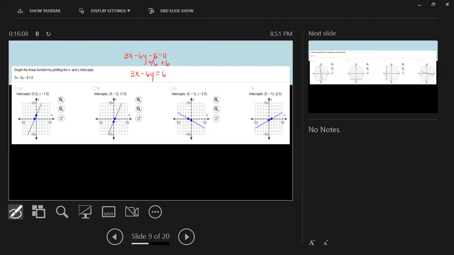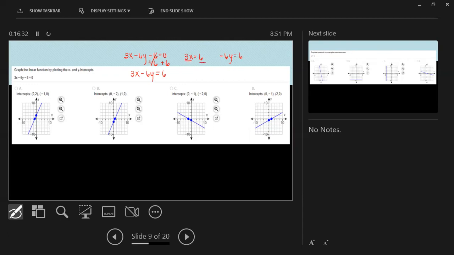All right, so now that I have the 3x and the -6y on the same side of the equal sign by itself, I just simply take the 3x and set it equal to 6 and take the negative 6y and set it equal to 6. So that would be 3x is equal to 6 and negative 6y is equal to 6. Now I just simply need to solve for each variable.